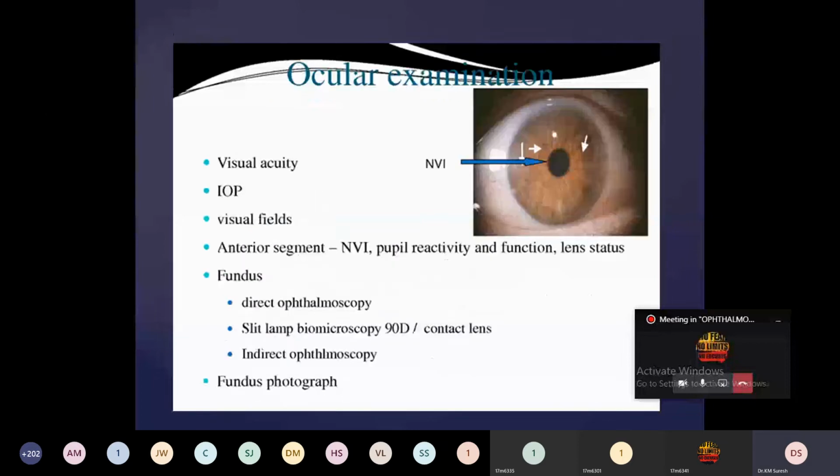And coming to the ocular examination, you have to check the visual acuity. Visual acuity can be normal in most of the cases which are early stages of diabetic retinopathy. Intraocular pressure should be checked. Visual field should be examined. Anterior segment, look for neovascularization of the iris. Fundus should be examined, as I told you earlier, with direct ophthalmoscopy, slit lamp biomicroscopy with 90D lens or contact lens. Indirect ophthalmoscopy should be done to find out whether there are any changes in the periphery. Fundus photograph should be taken for documentation of various changes before you give the treatment.